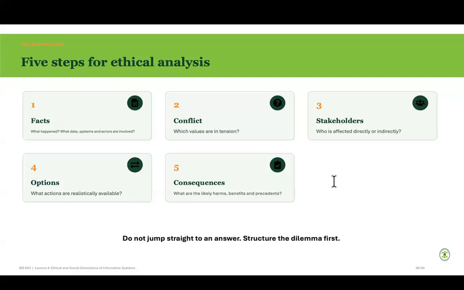Now, let me ask this. Suppose the university discovers that monitoring activity on a learning management platform can predict failure. Let's apply the first two steps to see what facts we need and what values are in conflict. We can discuss this and see.